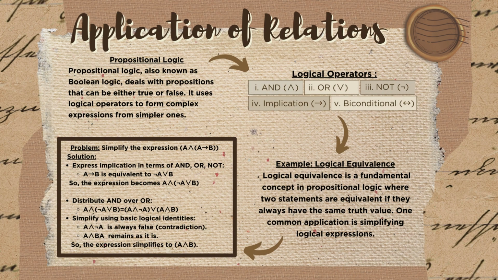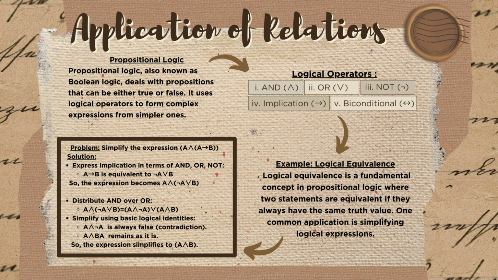Application of relations, propositional logic. Propositional logic, also known as Boolean logic, deals with propositions that can be either true or false. It uses logical operators to form complex expressions from simpler ones. Moving on to logical operators, there are 5 operators, which are AND, OR, NOT, implication, and also biconditional.